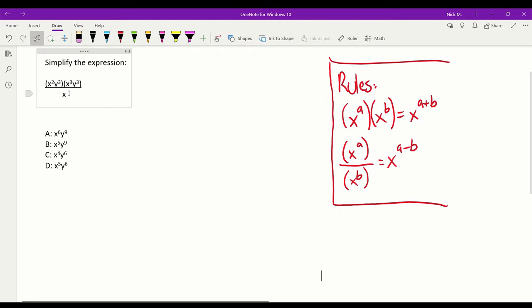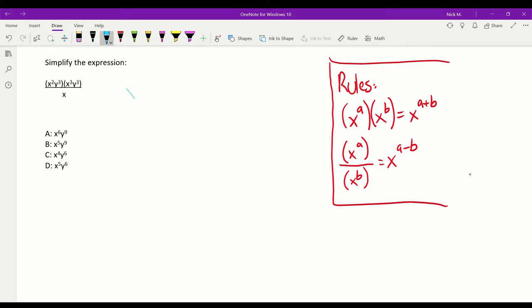All right, for this equation, simplify the expression x squared y cubed times x cubed y cubed all over x. So there's two rules that we need to make sure we're aware of to solve this. The first is x to the a times x to the b equals x to the a plus b. And the second is x to the a divided by x to the b equals x to the a minus b. So if you don't know those, make sure you write them down somewhere. Those are really important to be aware of.